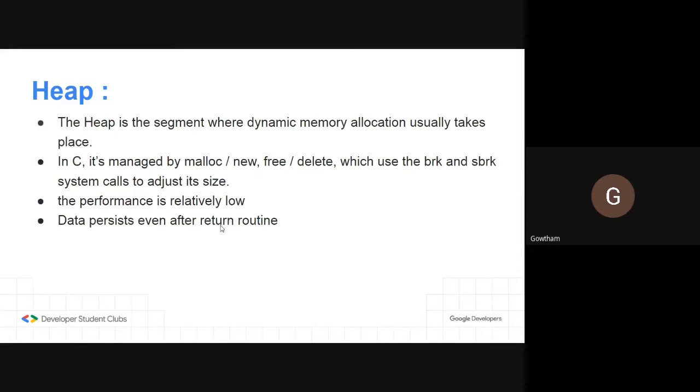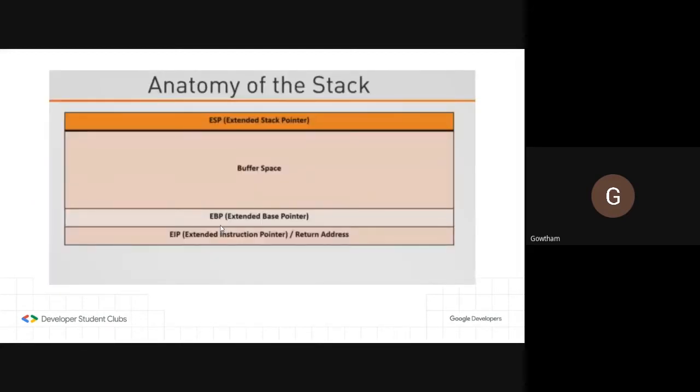Heap is similar to that, but in stack the data will get cleared after execution of the function, whereas in heap, you're allocating space dynamically, and the data will persist even after the function, even after the return routine. If you want to clear data in heap, you'll use free or delete later. Malloc, you might have heard of malloc in C, right? That is the implementation of heap. There is a system call used in the kernel to do these things.